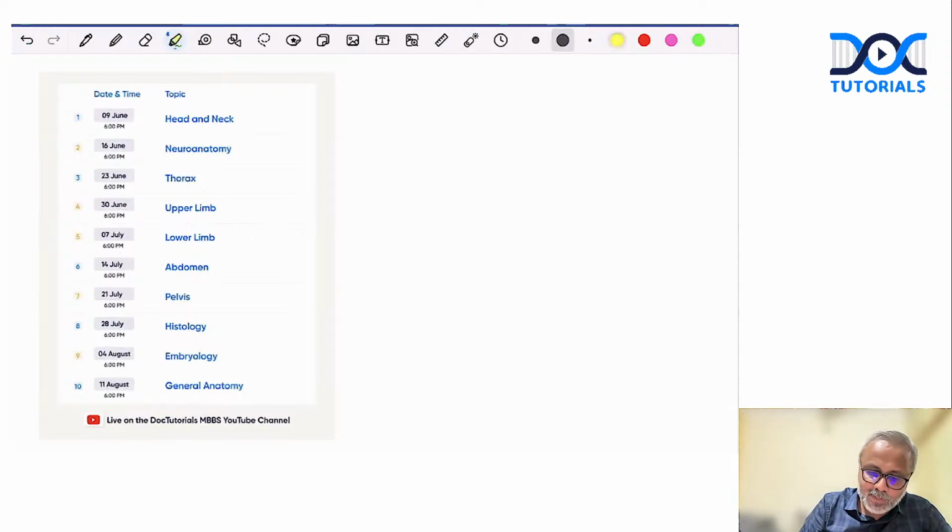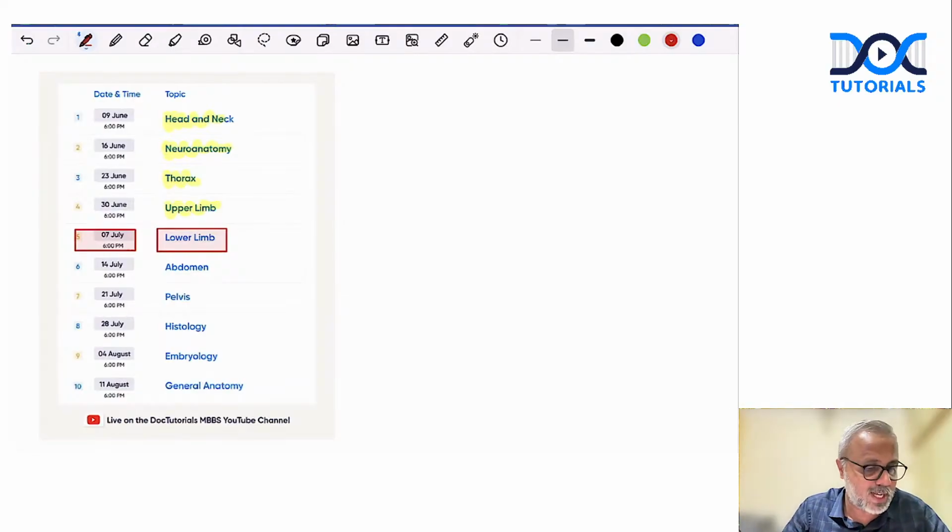Since we have no questions, again, this is the schedule that we are following. We are already done with the topics of the head and neck. We are done with the topics of neuro, thorax, and upper limb. And we would be covering the lower limb in the next week's session. Okay, that is on 7th July. And starting from 14th July, we will have sessions on abdomen, pelvis, histology, embryology, and general anatomy, right?